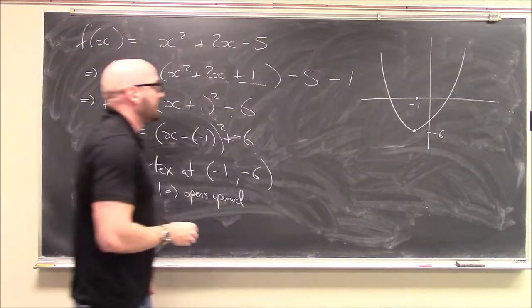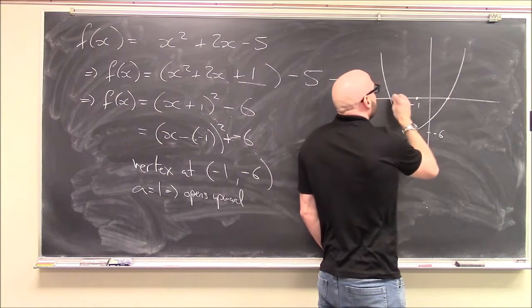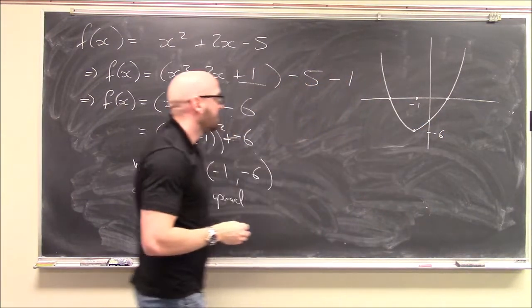But let's indicate what some of these points are. I'm looking at the graph and I know I should have 2 x-intercepts and I should have a y-intercept. So let's try and find them.